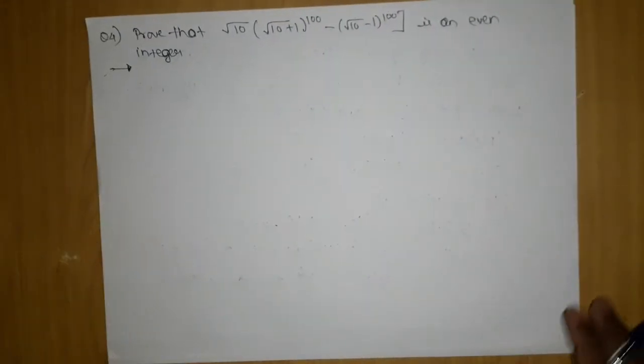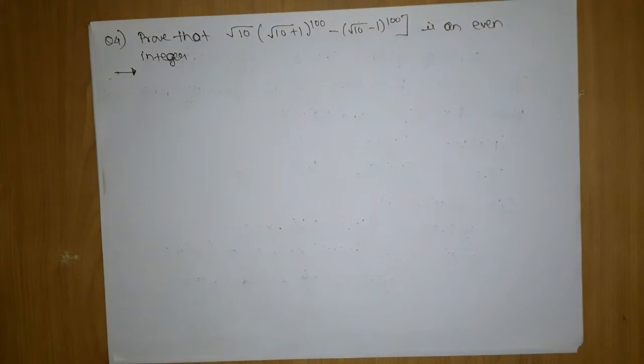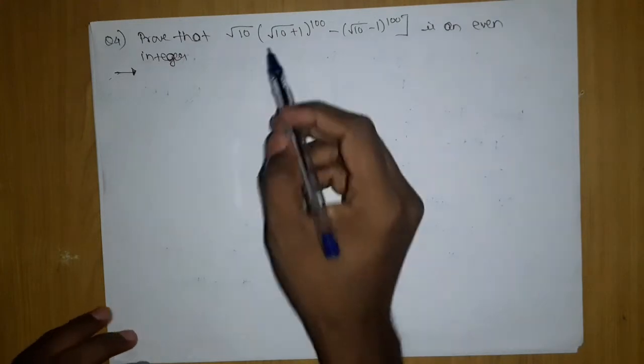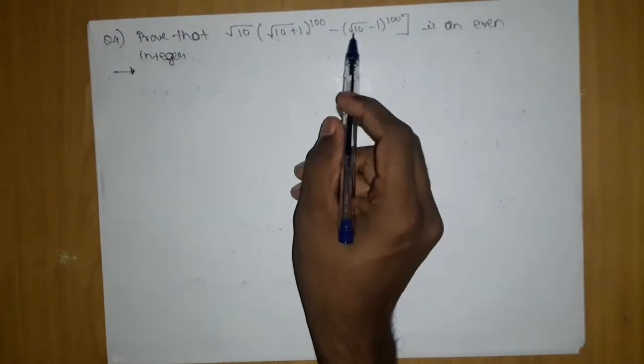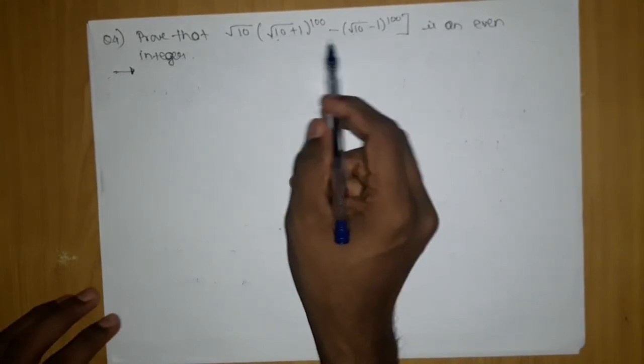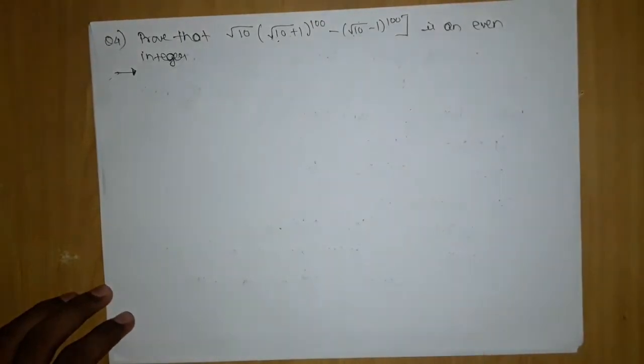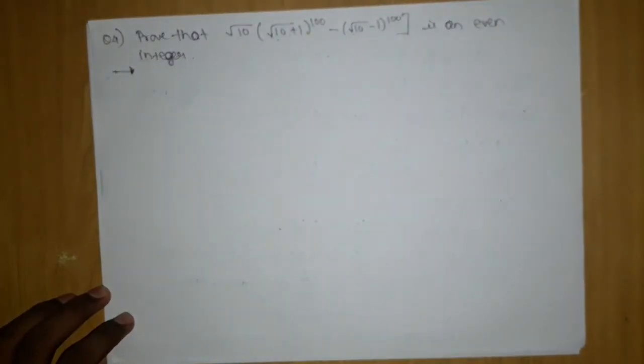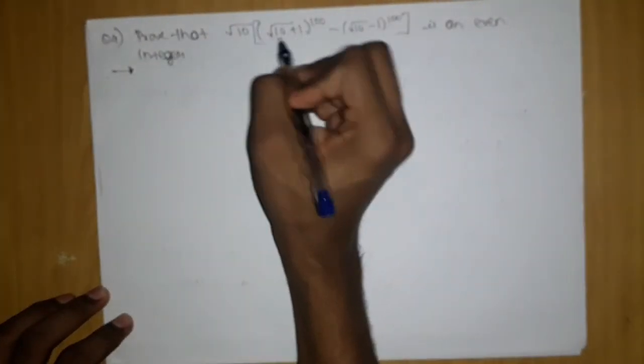Now the problem which we are going to take is as follows. Prove that √10 times ((√10 plus 1)^100 minus (√10 minus 1)^100) is an even integer. So you know, this is your a and b, they both are the same, only the positive and negative sign is there and they are subtracted. And you know one thing, when there is subtraction, odd position terms are left, and luckily the power is the same also, and they have √10 outside.